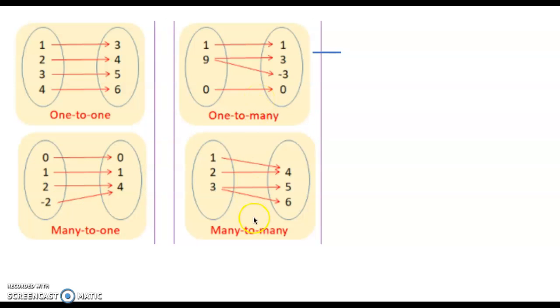However, that changes with these two examples. Notice how 9 in this first set matches both 3 and -3 in the second set. Again, notice how 3 matches both 5 and 6 in the second set. These are examples of where we do not have a function, where we don't have one input relating to just one output. So anytime we're going from one to many or many to many, we do not have a function. But anytime we have a one-to-one or a many-to-one, this is considered a function.